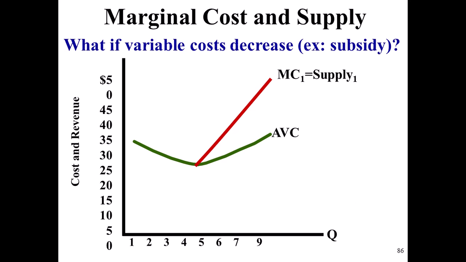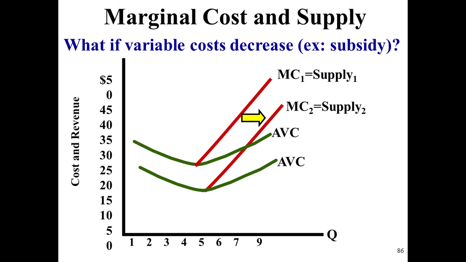What if you get a decrease in variable cost? You get a per unit subsidy. Well, the variable cost goes down, marginal cost goes down. It goes to the right, which if you remember is an increase in supply. So as you notice, it behaves the same exact way as a supply curve behaves.